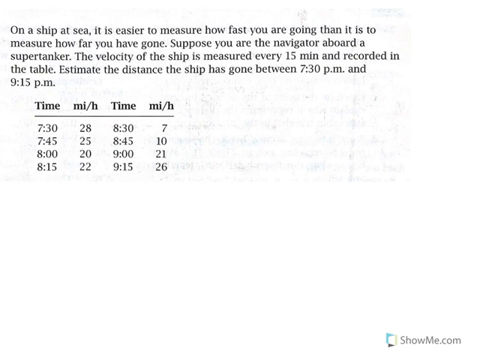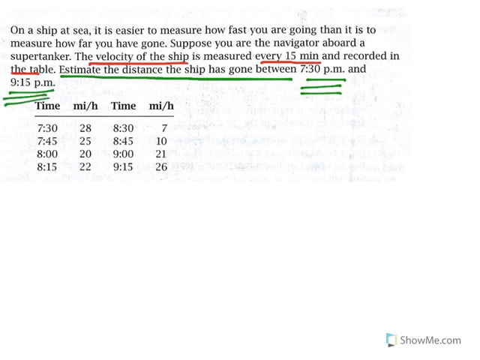Suppose you're the navigator aboard a super tanker. The velocity of the ship, which is of course a measure of how fast you're going, is measured every 15 minutes and recorded in this table. What do we want to do with this data? We want to estimate the distance the ship has gone between 7:30 p.m. and 9:15 p.m. So we have some data about how fast the ship is going.